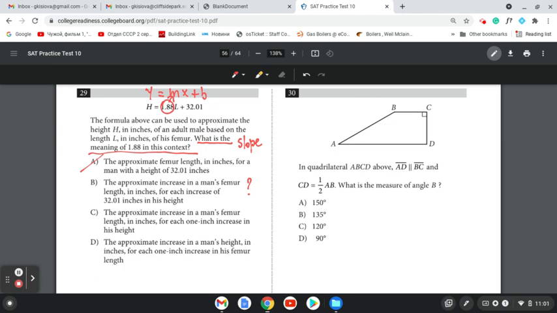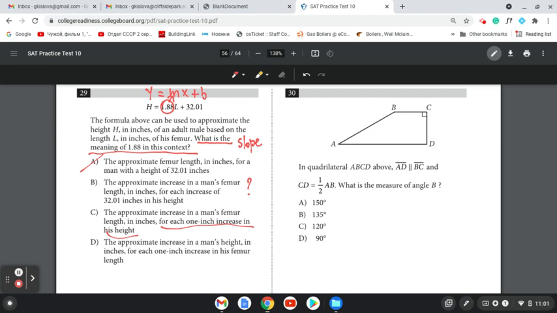The approximate increase in men's femur length in inches for each 1 inch increase in his height. And that is exactly what I'm looking for. For each 1 inch increase in the height, though, is what is going to give me trouble here.